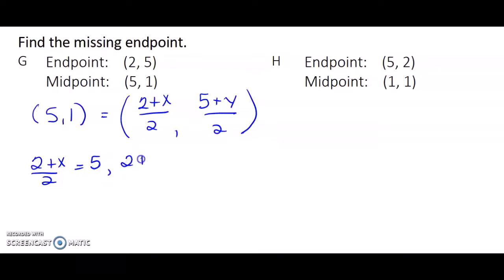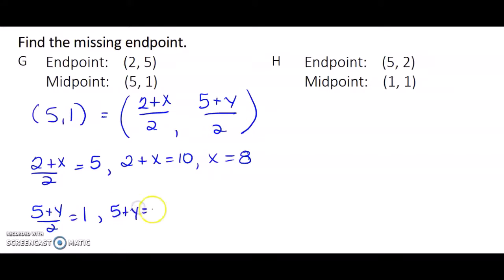Multiply both sides by 2, subtract 2 from both sides, and repeat the same process for y. So 5 plus y divided by 2 equals 1. Multiply both sides by 2: 5 plus y equals 2. Subtract 5 from both sides, y equals -3. So then our missing endpoint is (8, -3).